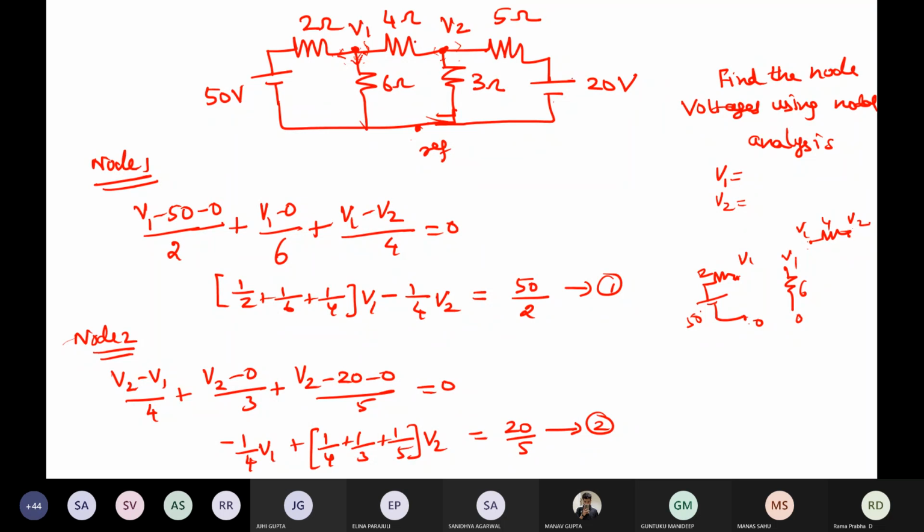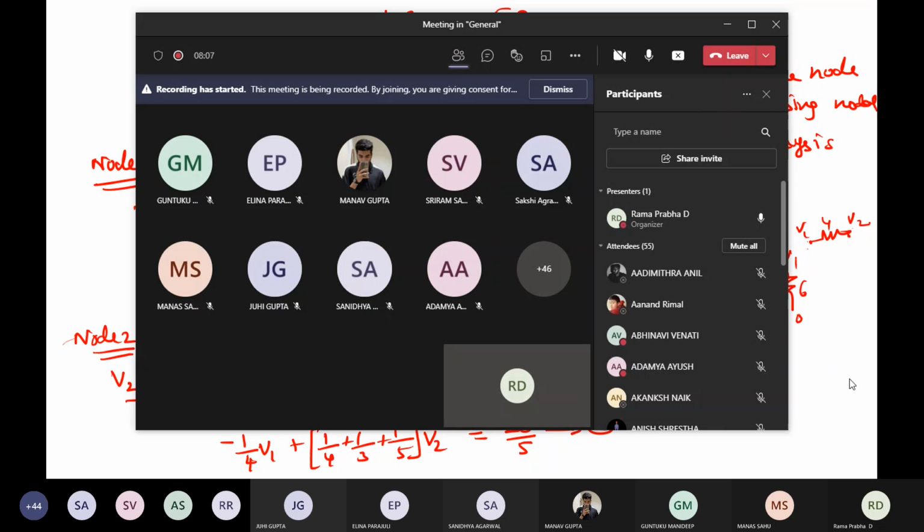V2 minus V1 by 4, V2 minus 0 by 3, V2 minus 20 by 5, like that, ma'am. Understood. Okay. So what are the answers, students? Still you are not getting the answers?